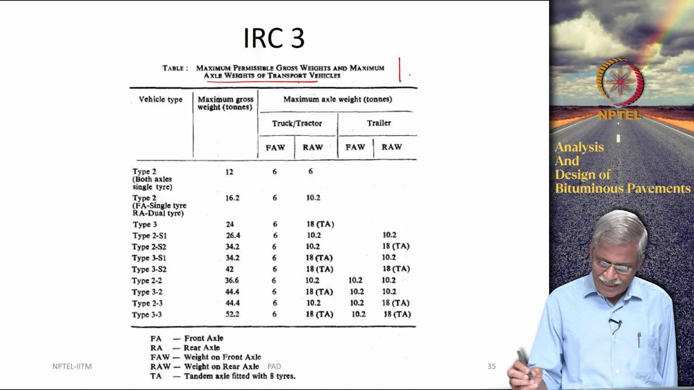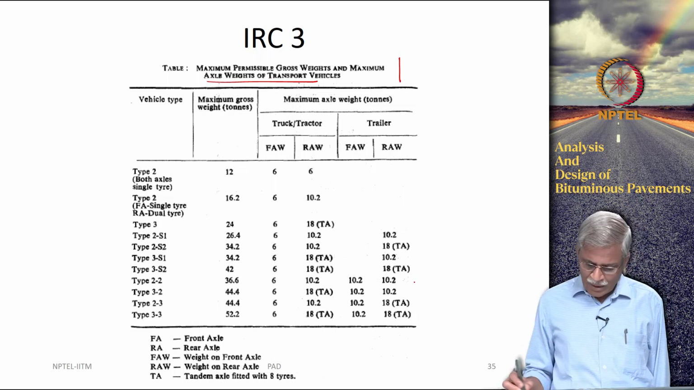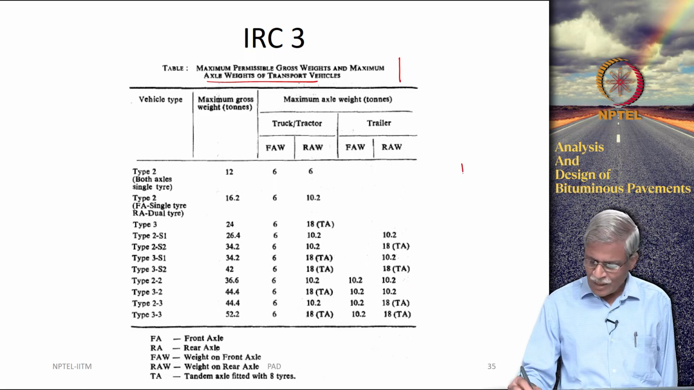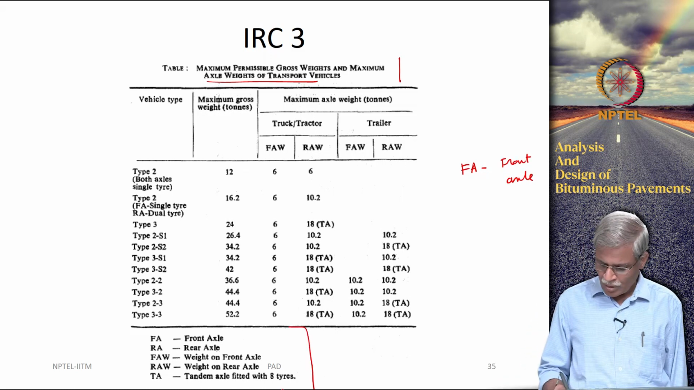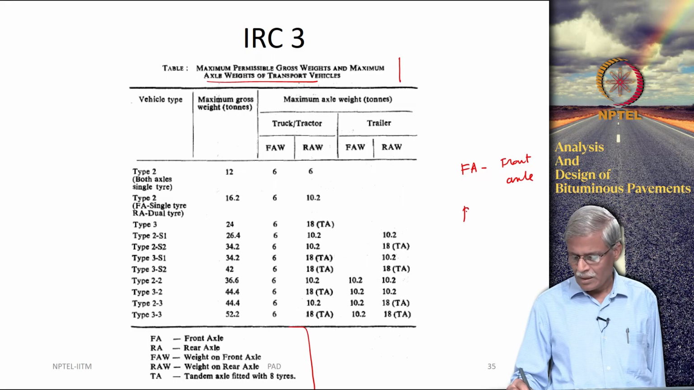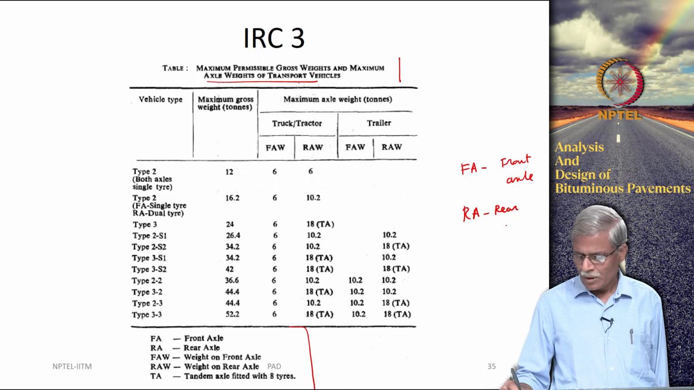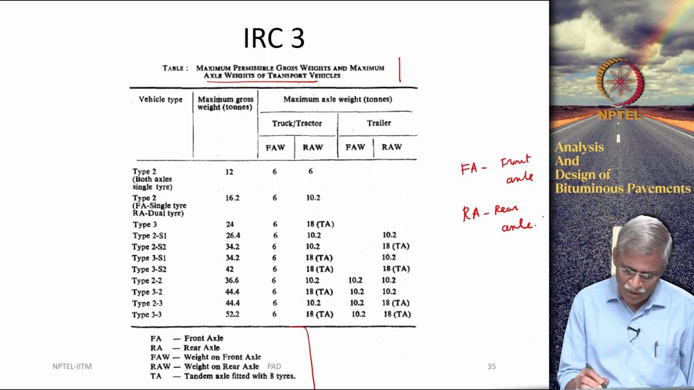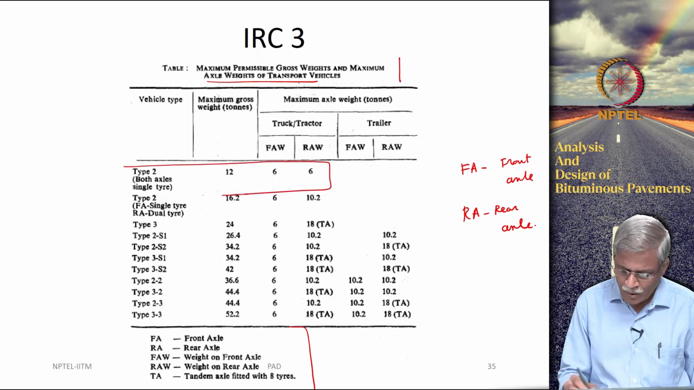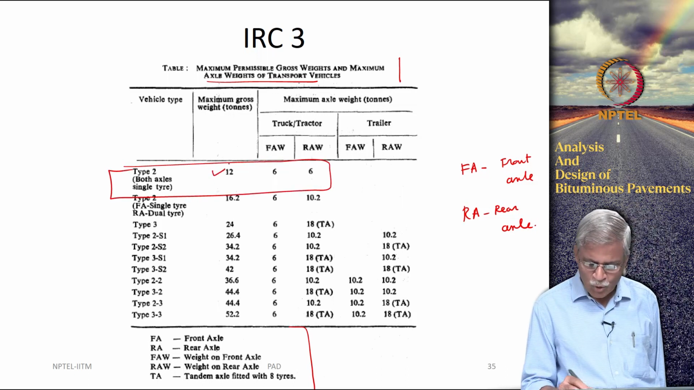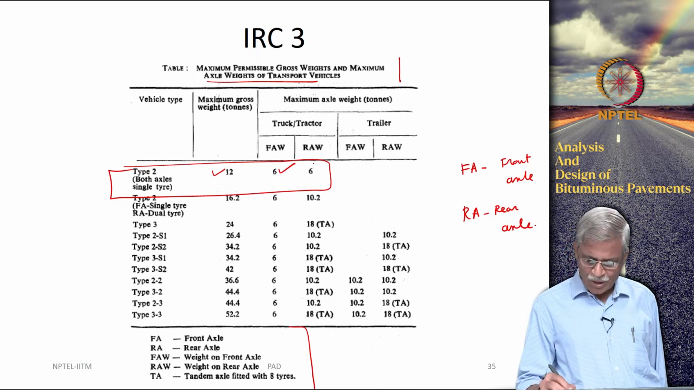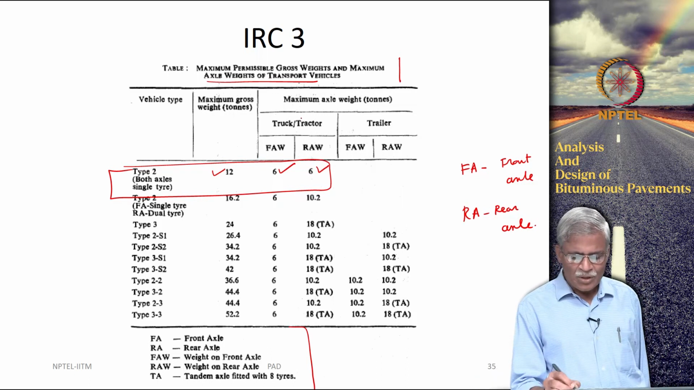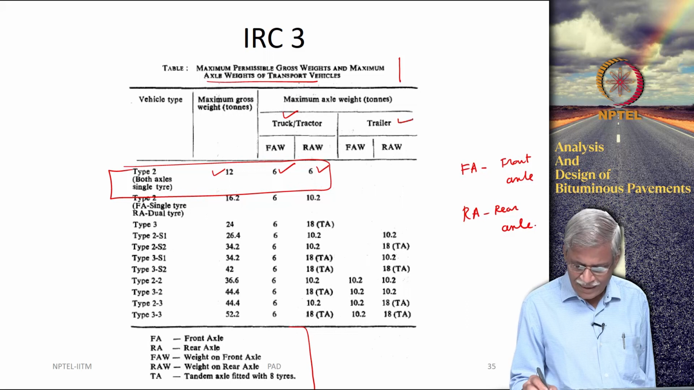Okay. Some of this terminology I need to explain. FA is your front axle. It is written here in the footnote, but I just want to emphasize it here. RA is your rear axle. So, let us take the case of type 2. The total weight is 12, and FA is the weight on the front axle, RAW is the weight on the rear axle. So, this is the truck or the tractor trailer combination.